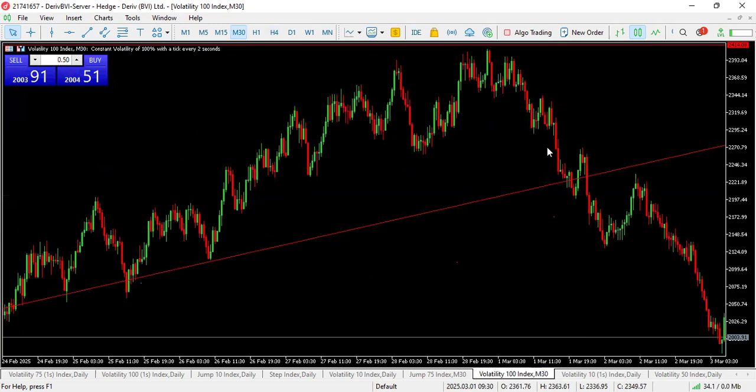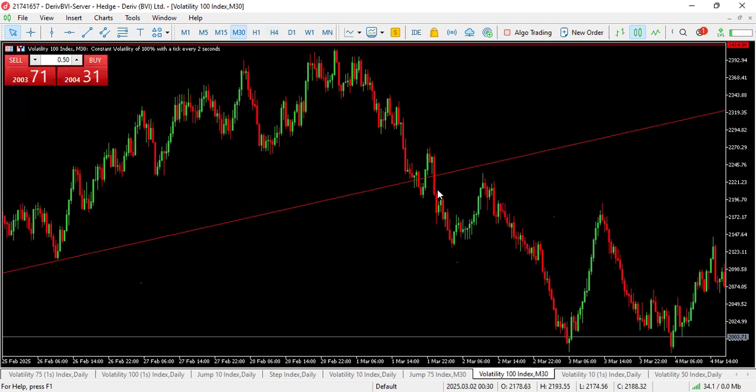Let's see when the market breaks through here. When you see a market breaking here like this, it is a sell signal. When the market breaks like this, all right, it is a sell. Let me go to 15 minutes.